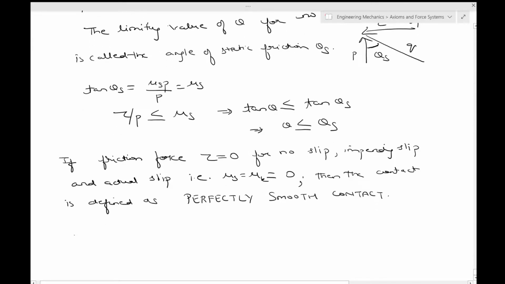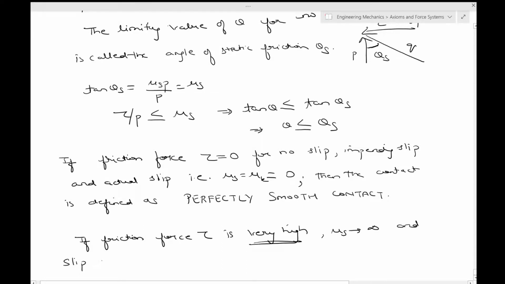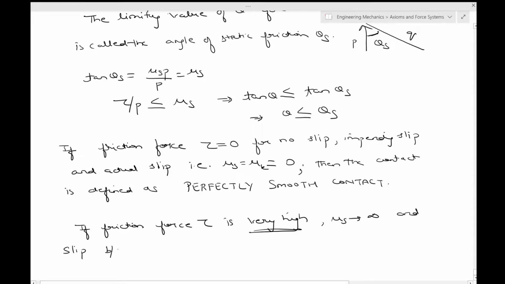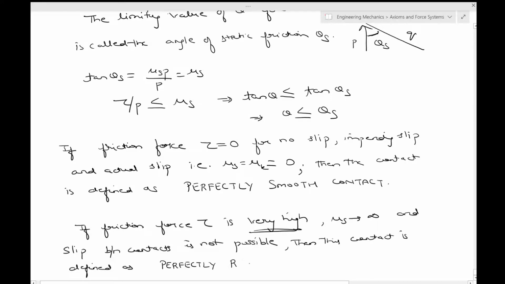On the other hand, if friction force tau is very high, so mu s for example may tend to infinity, and slip between contacts is not possible, then this contact is defined as perfectly rough contact. So both of them are sort of extremities.